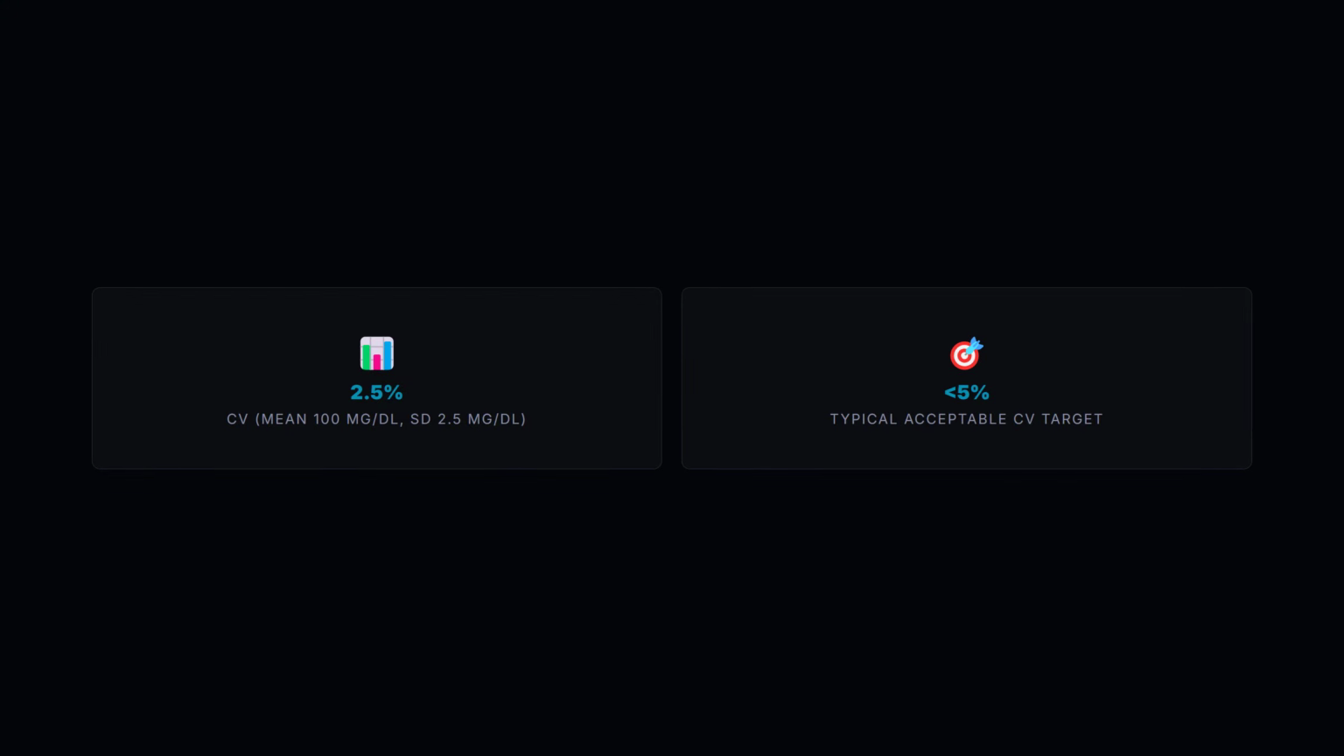Worked example. A QC pool with a mean of 100 mg/dL and a standard deviation of 2.5 mg/dL gives a CV of exactly 2.5%. Comfortably within the under 5% target most chemistry analytes are held to.